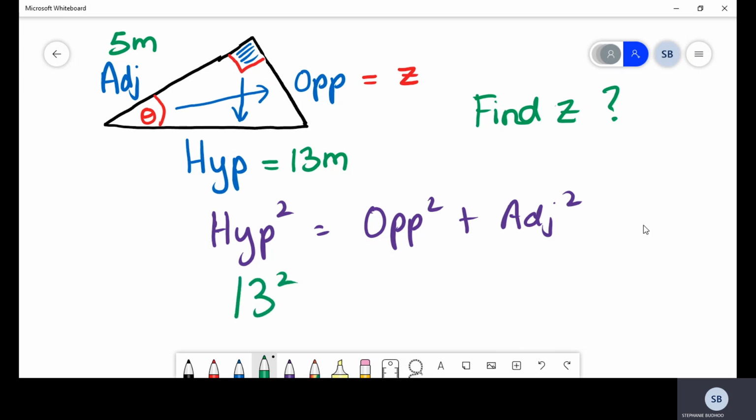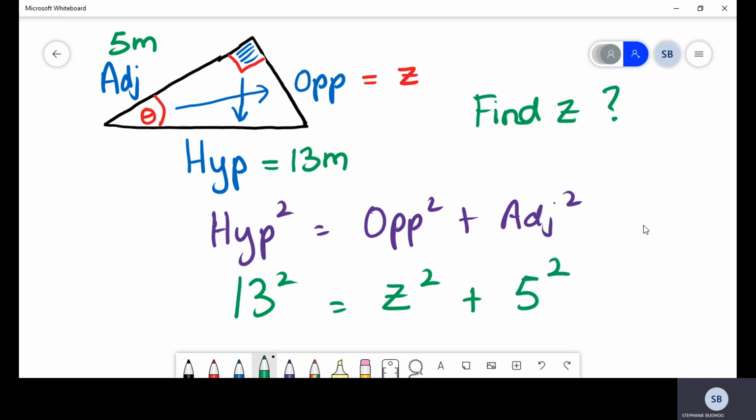So we will plug that in. We have this being 13 squared. Do we have a value for the opposite? Nope, but we have an unknown. So the opposite is our unknown, which is z squared. And finally, our adjacent is that value of 5.